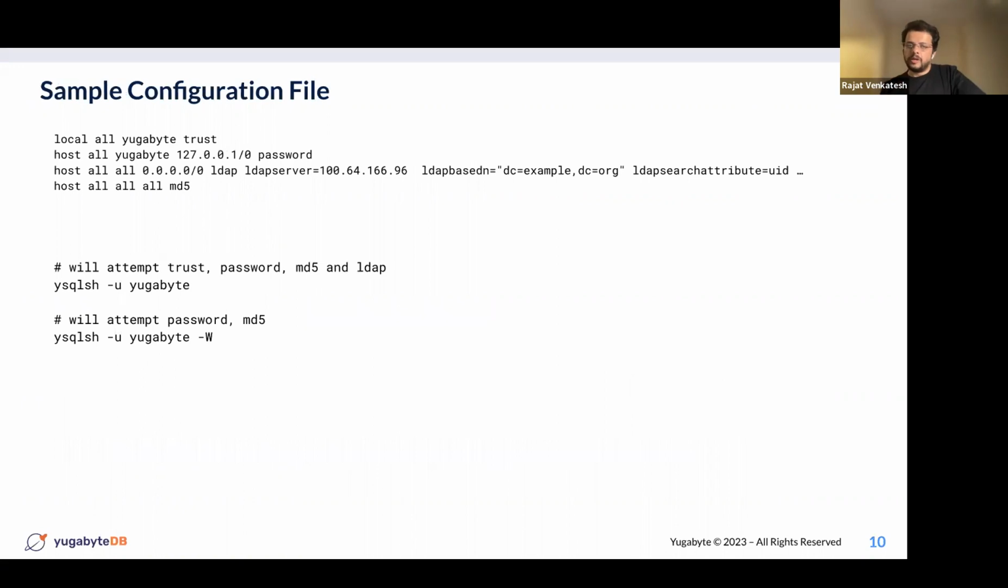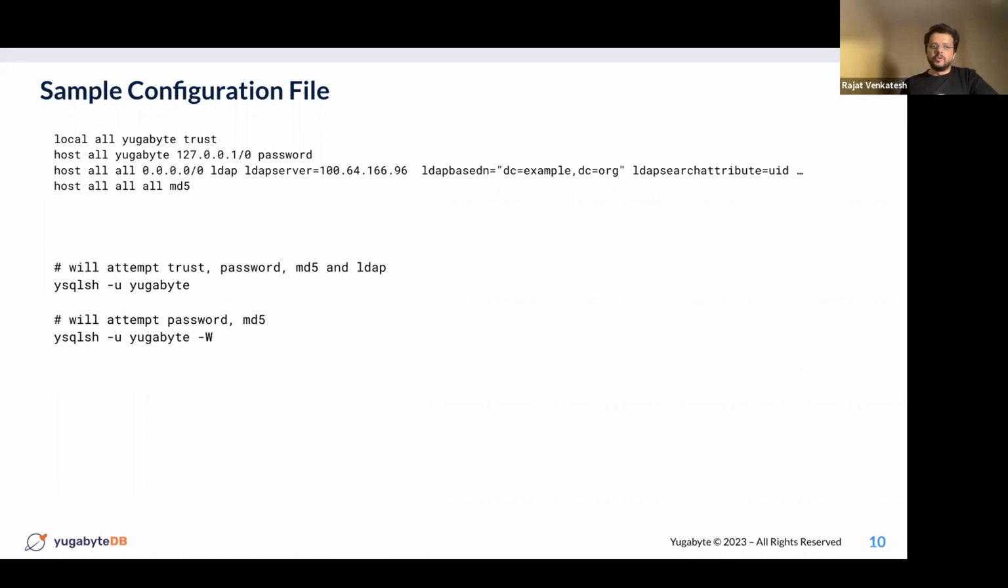Just to give you a quick example of what I just spoke about, I have shown an example of an HBA configuration file. There are 4 rules in this file. The first one says that the Yugabyte role, if it is local or if it is logged in to one of the nodes of the universe, can use the trust method. On all hosts, the Yugabyte role can use the password method. And the other 2 rules say that for all roles, including Yugabyte, LDAP and MD5 are also applicable.